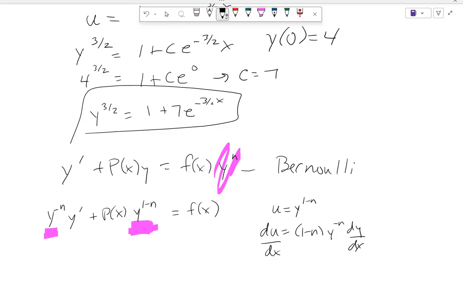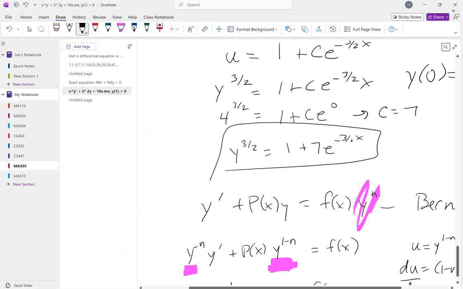And then when you make your substitution, you've got 1 over (1 minus n) u prime plus p of x u equals f of x. And now we've got something that's linear. That was the substitution we made for Bernoulli. So let's see if we do another one where perhaps the substitution isn't as clear, but think about what we might want to try to do. And sometimes it's just literally try. This is, I didn't label it, this is number 26.